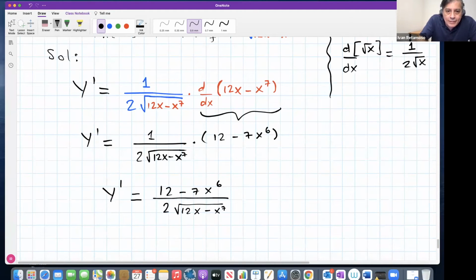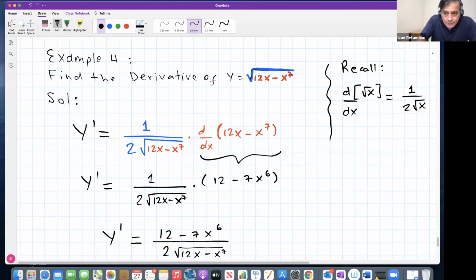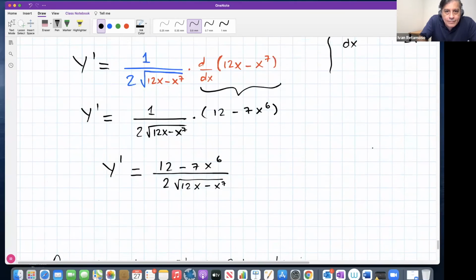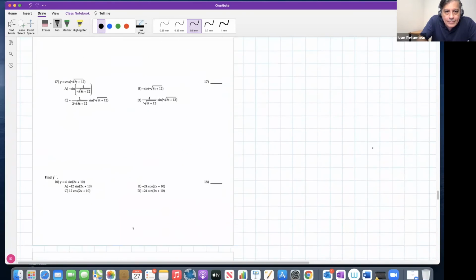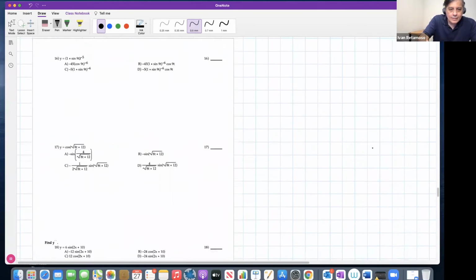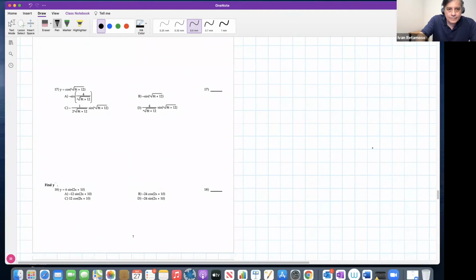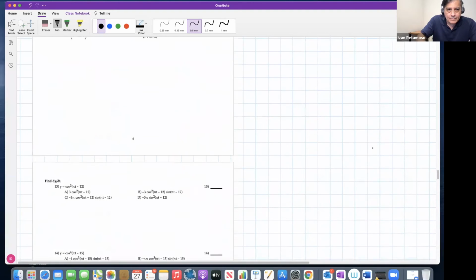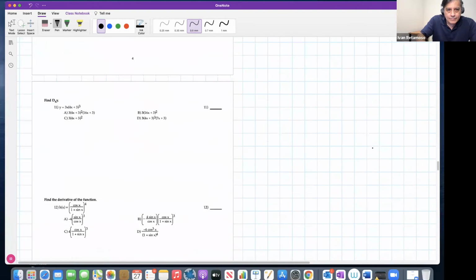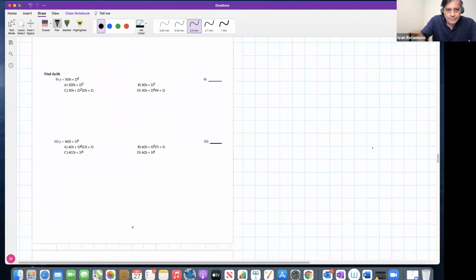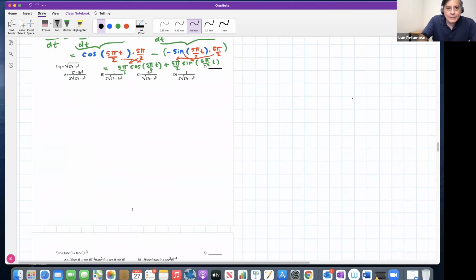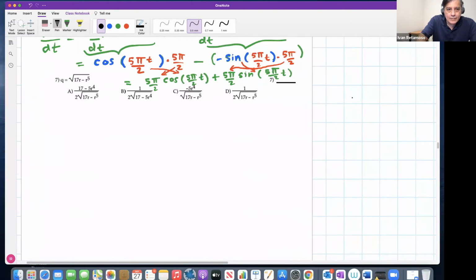Now, following this, and also following this formula, try to do this on your own. I saw a radical function here somewhere. Yeah, I found it. Yeah, this is it. Can you try this?